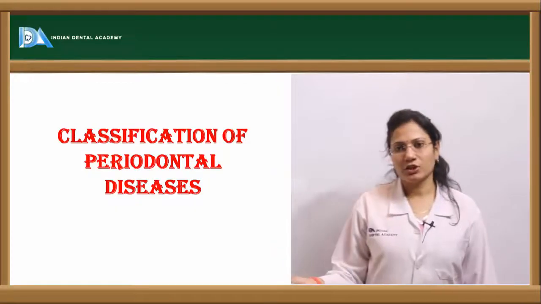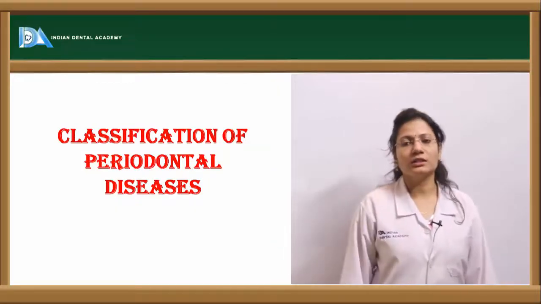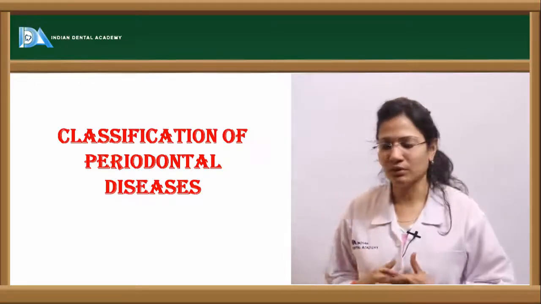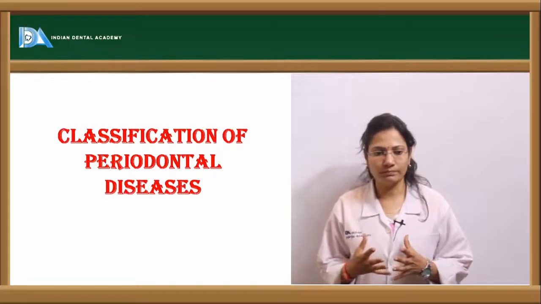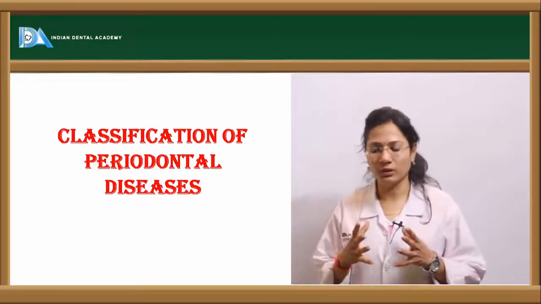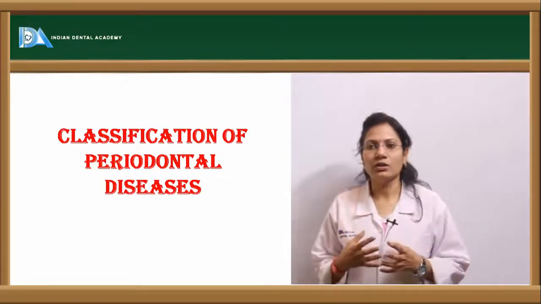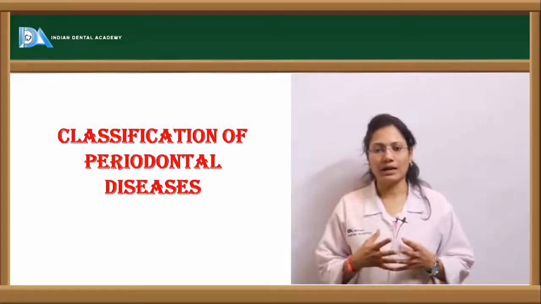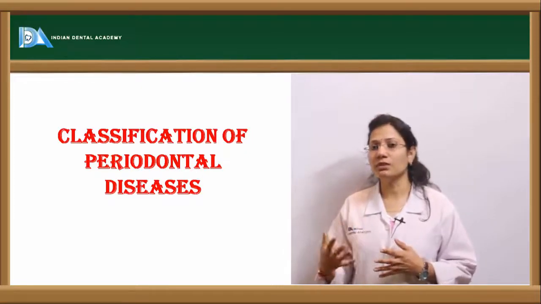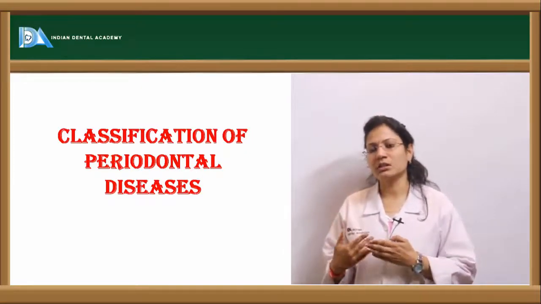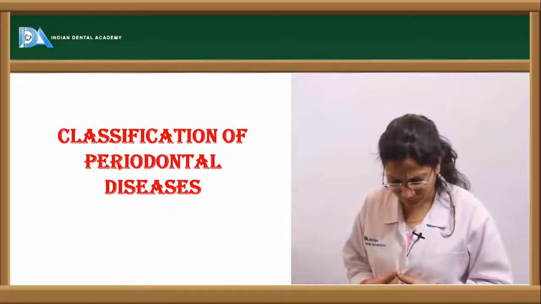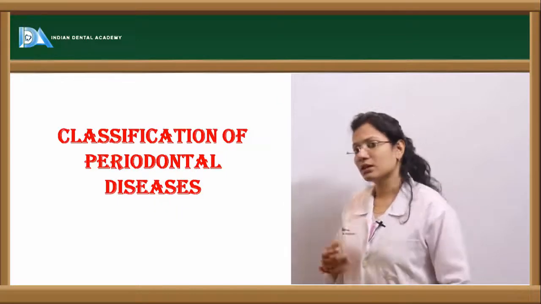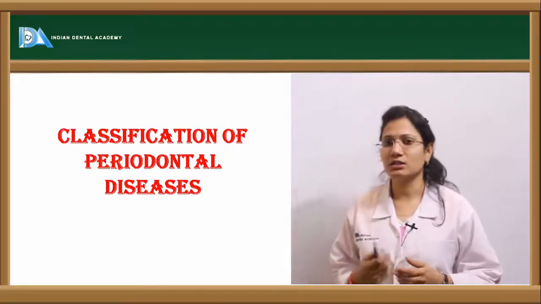Topic is classification of periodontal diseases. Now we all know that any disease has to be classified. For the classification to happen, you need certain important personalities, or some kind of academy wherein all people can sit together and decide what kind of classification system would be feasible to describe any particular disease or any group of conditions. Similarly, classification of periodontal diseases is very important.